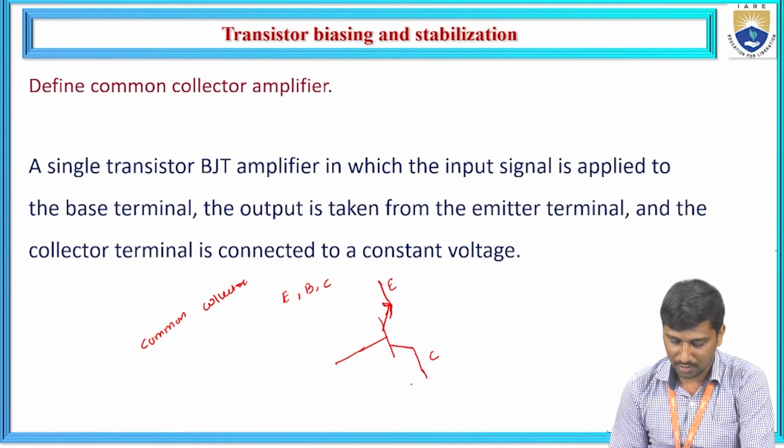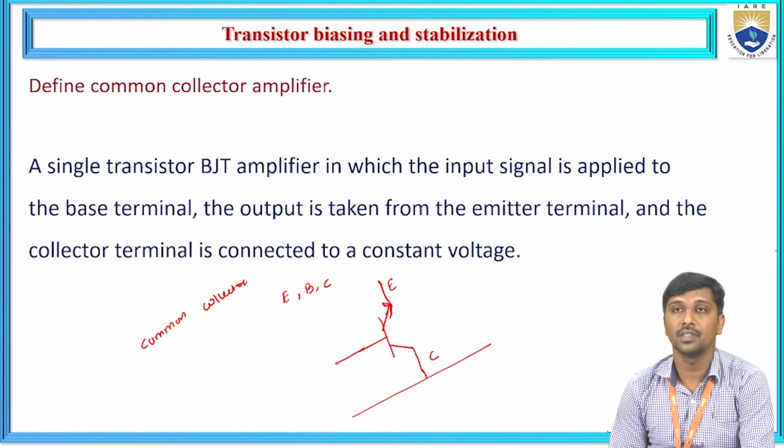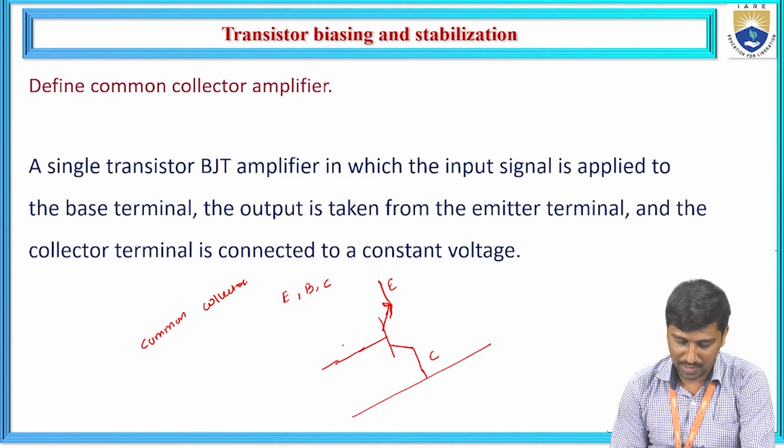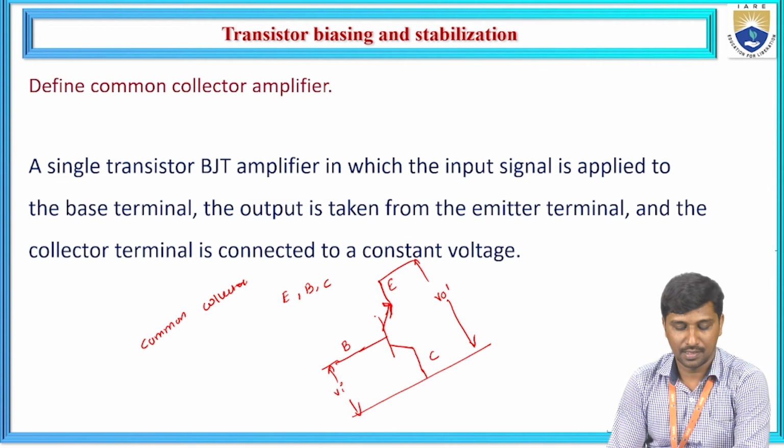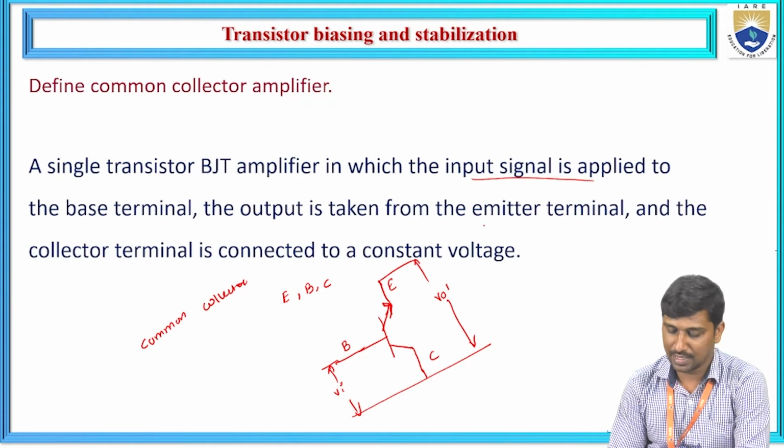At this point, the collector terminal is common for the input side and output side. This means the base terminal acts as the input, and the output is measured across the emitter terminal, that is, with respect to emitter and collector. Input is applied with respect to base and collector. That is the reason: a BJT amplifier in which the input signal is applied to the base terminal and output is taken from the emitter terminal, and the collector terminal is connected to a constant voltage.